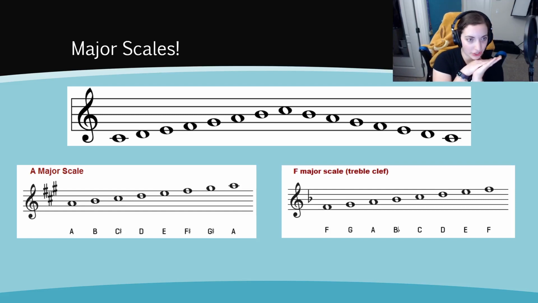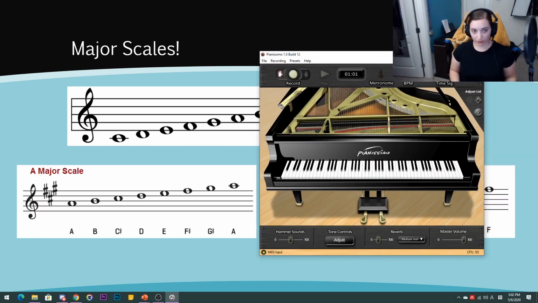I just want to pause here to briefly mention that a major scale consists of certain whole steps and half steps. So a major scale is whole step, half step, whole step, whole step, whole step, half step. I believe I went over this in another video, but let's do C. Whole step, half step, whole step, whole step, whole step, half step.